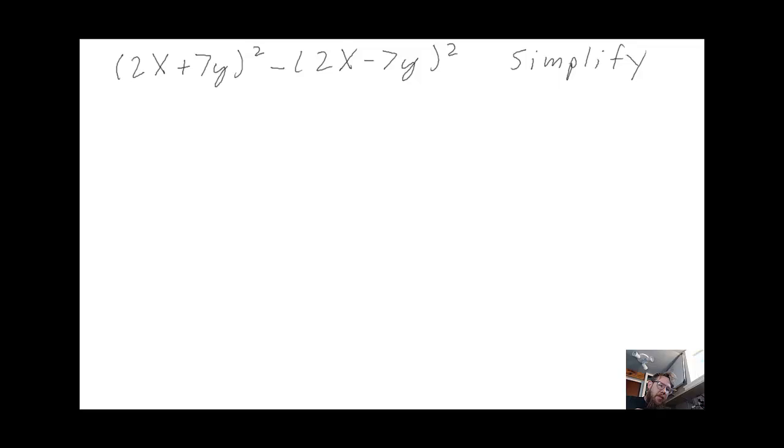So to simplify these two, we want to subtract these two quantities. Unfortunately, they're not the same quantity, so we can't just subtract them. If they were, we'd get 0 anyway. So the first step is to look at this first quantity here. If you notice, it's in this format of a plus b squared, where 2x here is the a term, 7y is the b term. So we have a plus b squared.